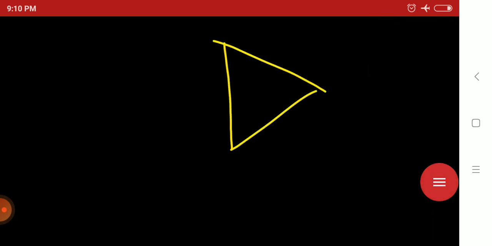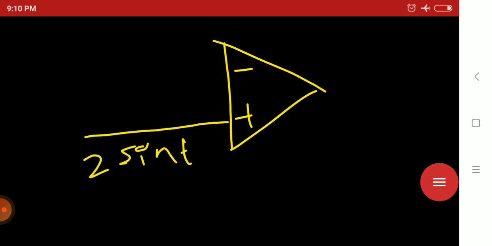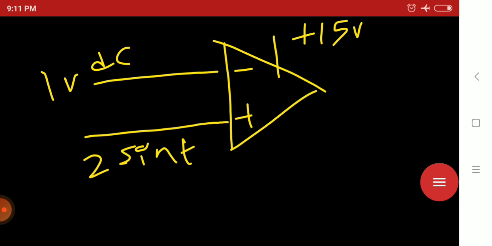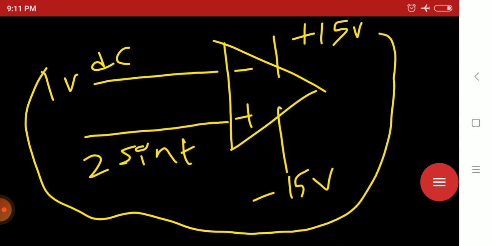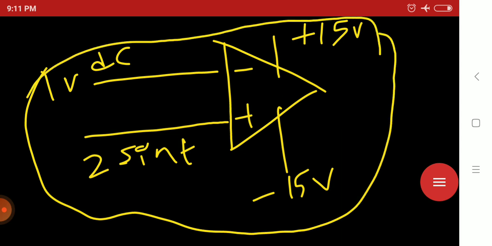Here it is an op amp. Here it is 2 sin t. And here it is 1 volt DC. Here it is plus 15 volt saturation, here it is minus 15 volt saturation. For this op amp, in my next video I will start from here. We will draw the output versus input graph. There you can see a clear concept of the output versus input graph of an op amp.